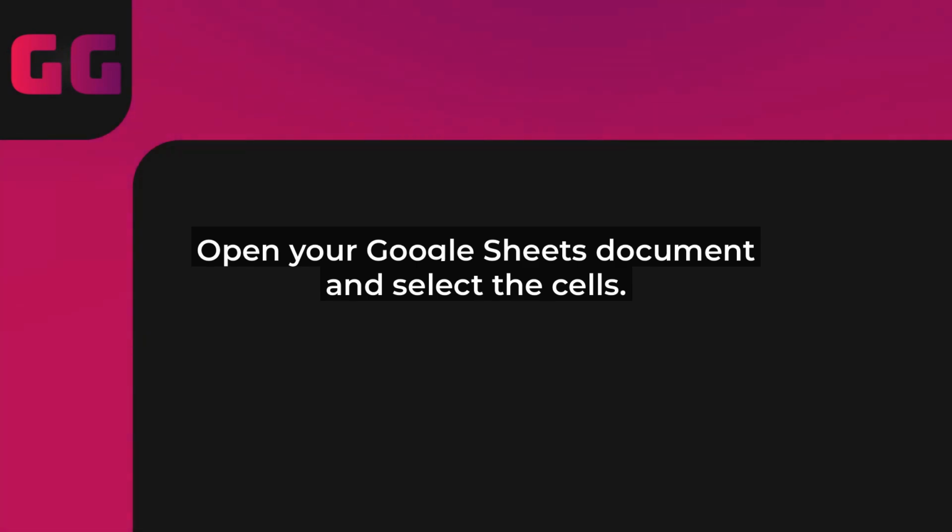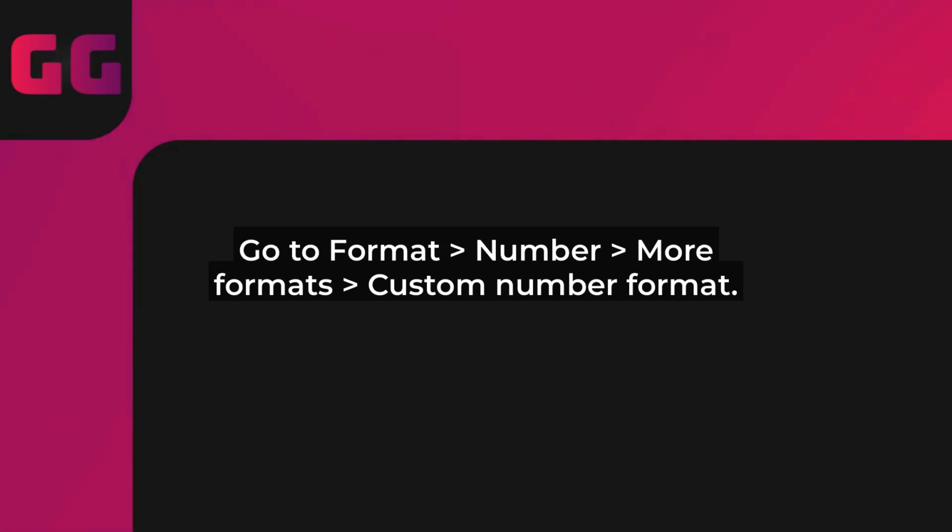First off, why does this matter? In Google Sheets, when you enter a zip code like 01234, it might automatically treat it as a number and drop the leading zero, turning it into 1234. That's a problem if you're working with postal data or mailing lists. The good news is, formatting it properly is straightforward.